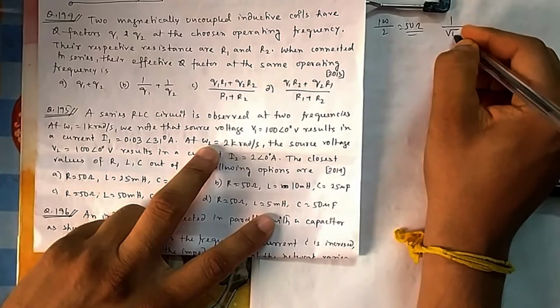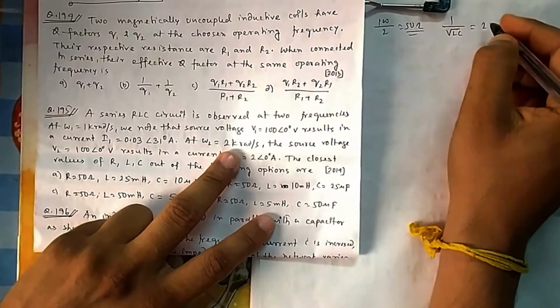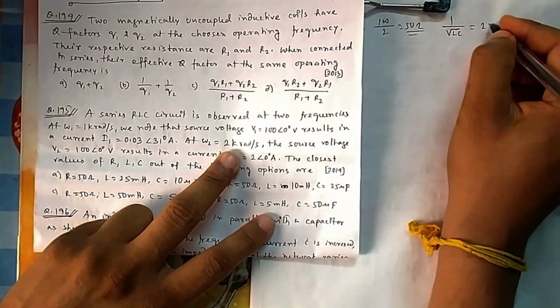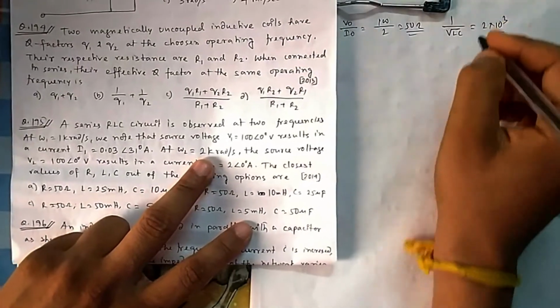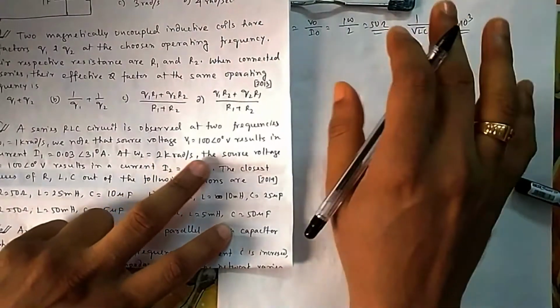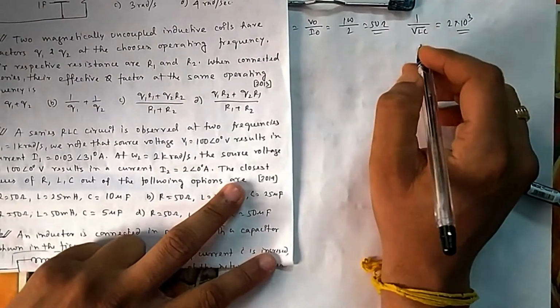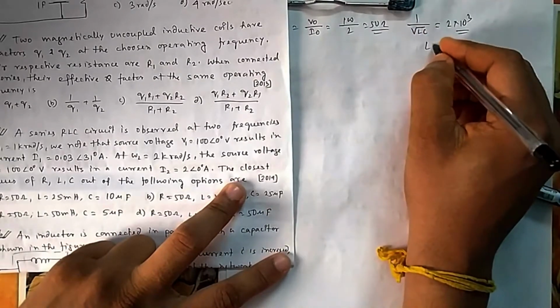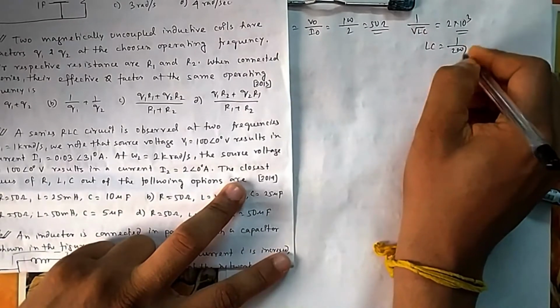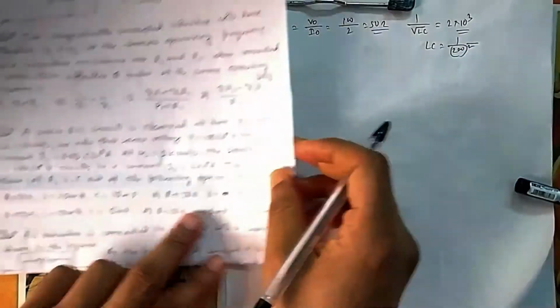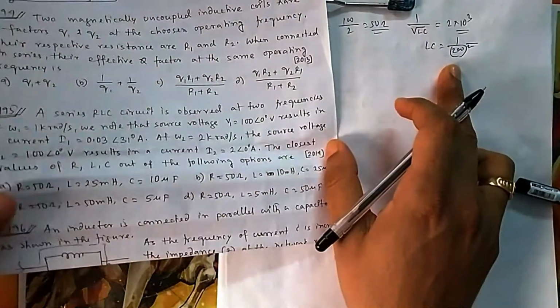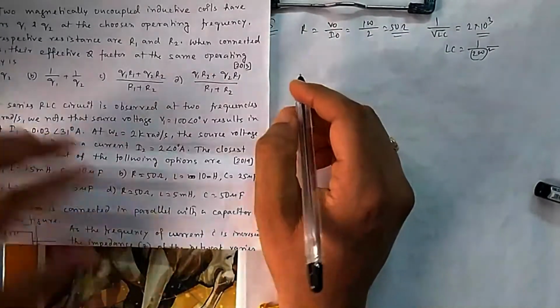So 1 by root LC is equal to 2 kiloradian, that is omega 2 into 10 to the power 3. So this is one expression you can find out. You can keep it as it is. So LC is equal to 1 by 2000 whole square. So you can check which option satisfies this one. If all the options satisfy, then you have to go further. So let me write the next equation.